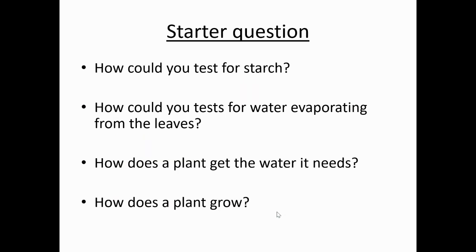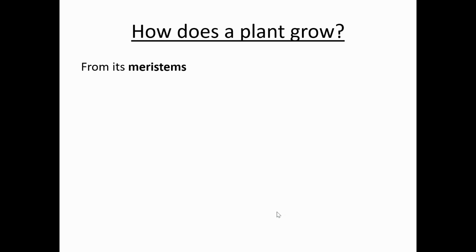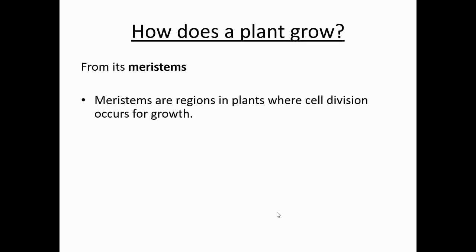And then the last question was, how does a plant grow? And that's a huge question in biology, really. Very fascinating. Loads of stuff that I could go into a lot of detail, but I'm going to summarise it as just what you need to know for now, as it grows from its meristems. Now, this is the first of the key words that we're really going to delve into. What is a meristem? Well, the meristem are regions of plants where the cell division occurs for growth.